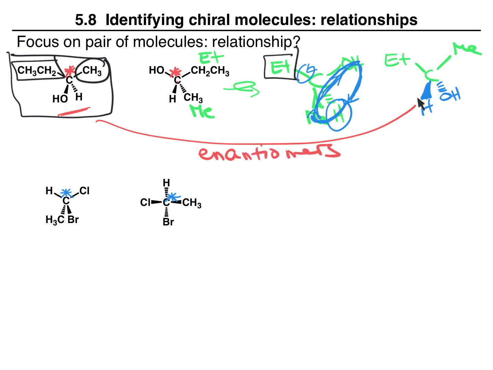If we took this molecule and slid it behind this one, we would see that the OH is reflected from the front to the back. So these are mirror images, but they are not superimposable, which makes them a pair of enantiomers.